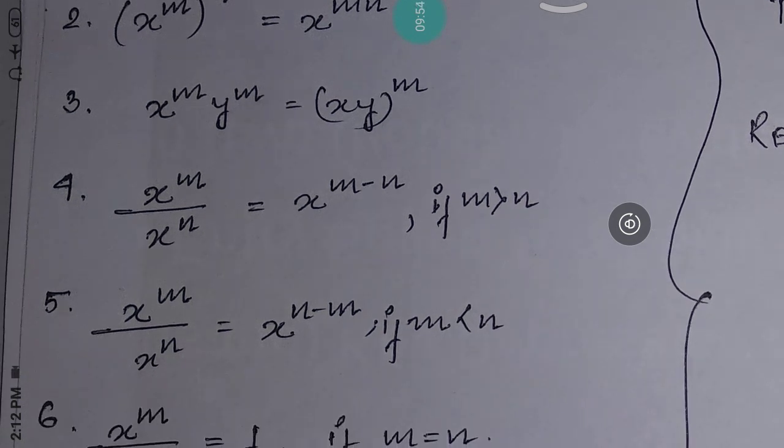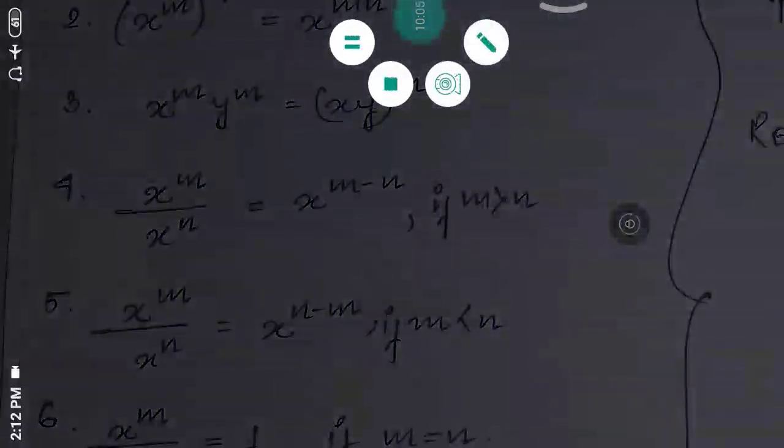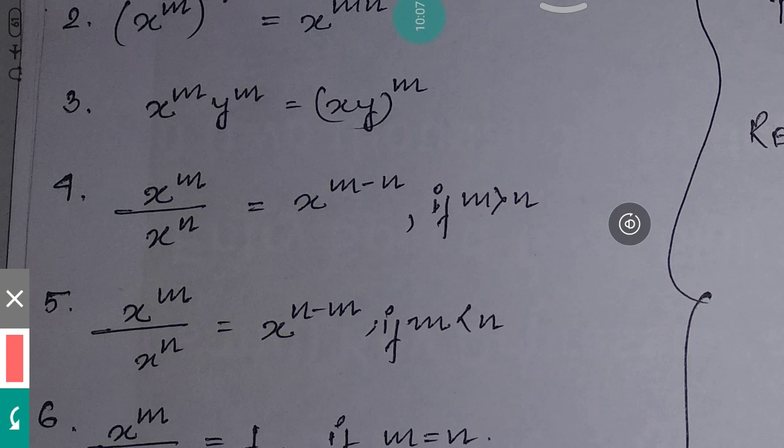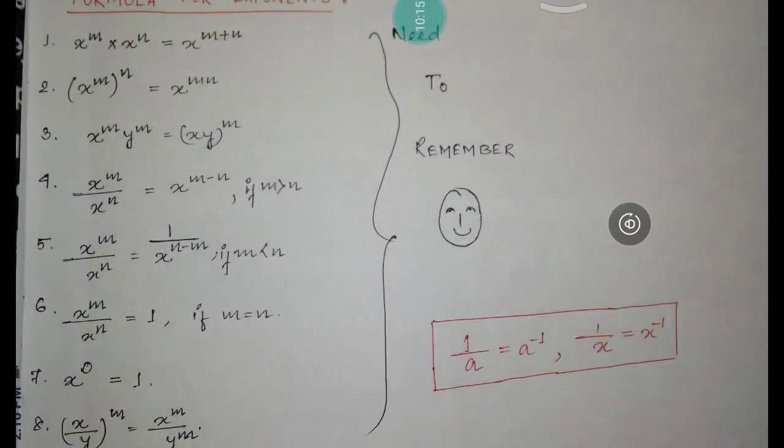Okay, now see 5 number is also the same, x power m divided by x power n. Here also division is given, but here it will be x power n minus m. Why n minus m? Now see 5 number. If x power m by x power n, it will be equal to 1 by x power n minus m. Why? It will be possible only in the case where the numerator power is less than the denominator power.